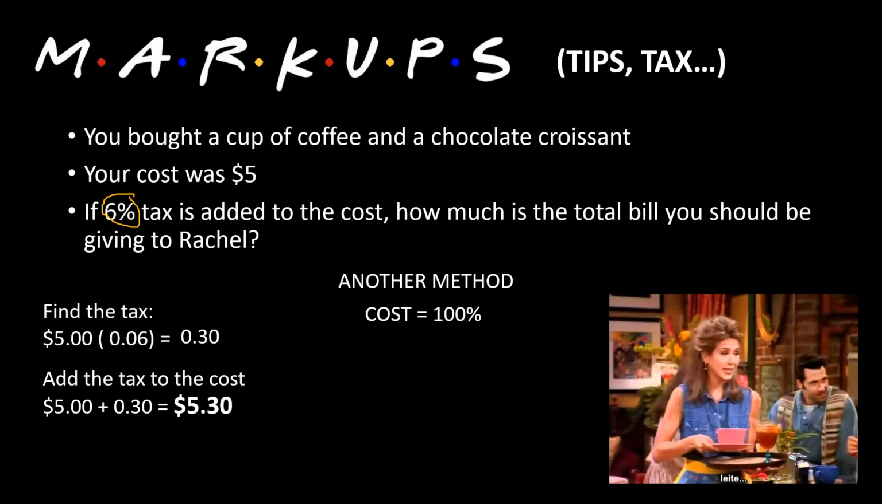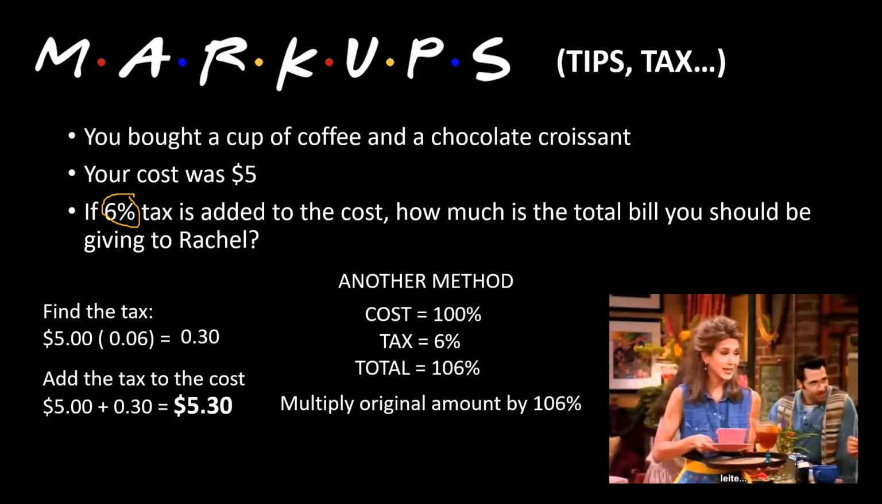Now, let's do this with the other method. The cost is always 100%. Whatever you start with, it's 100%. The tax is 6%. So altogether, we're talking about 106%. So if we take that 106% and multiply it by the original amount, we should still come up with $5.30.